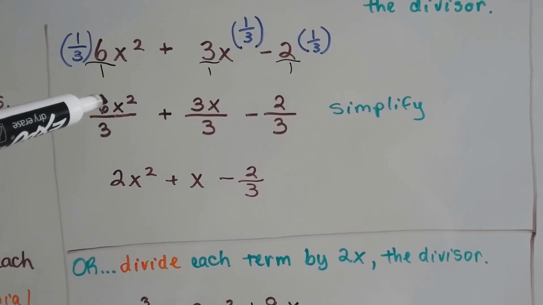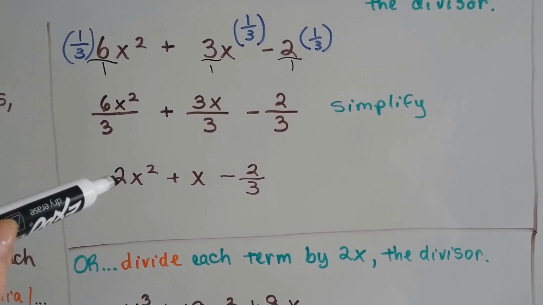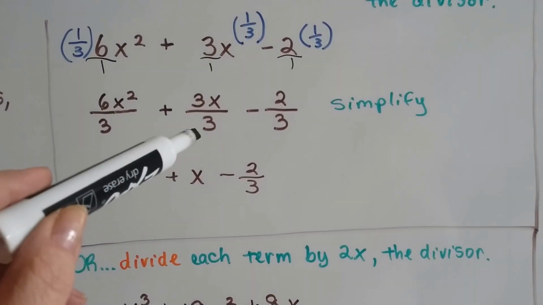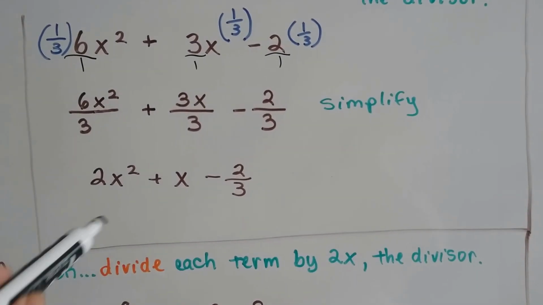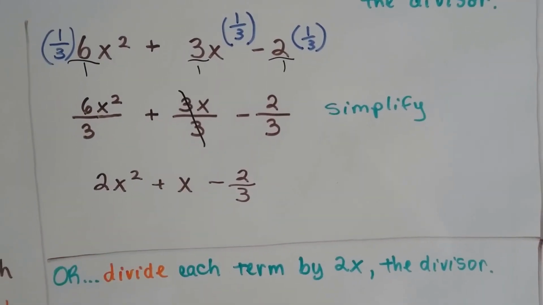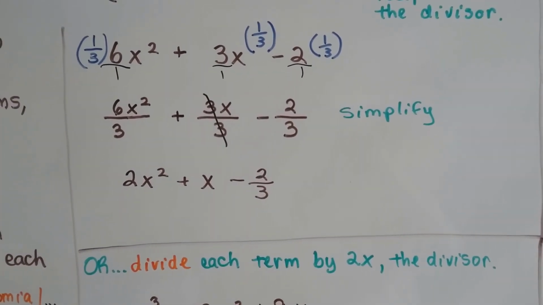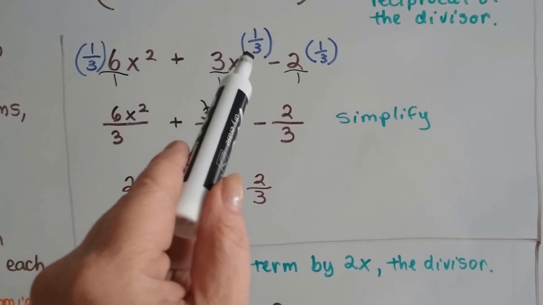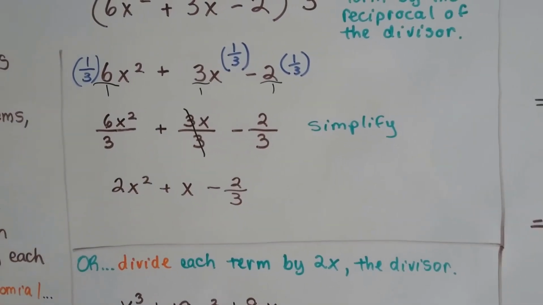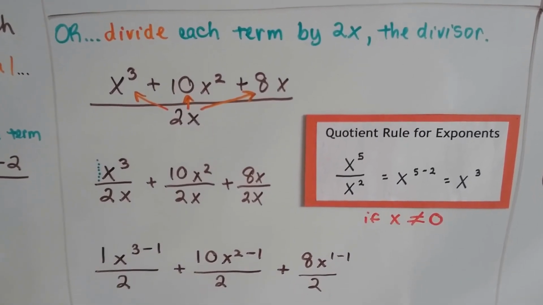3 goes into 6x squared 2 times, so it's 2x squared, see? And 3x divided by 3, this 3 cancels out this 3, so all we're left with is x. And we've got a -2/3, so there's our answer, see? Just multiply each term by that reciprocal, all right? So here's dividing each term.